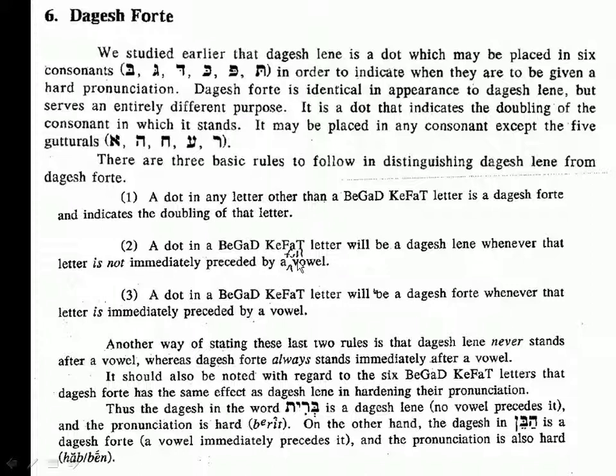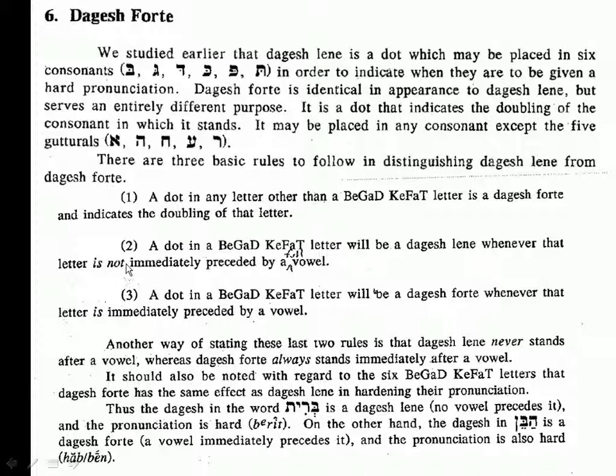So if you see a full vowel in front of a begad kafat letter, and if you can remember that rule, you know right off the bat that Dagesh is a Dagesh lene, and it's there to tell you to pronounce the hard pronunciation. But in number 3 here, in a begad kafat letter, it's going to be a Dagesh Forte whenever that letter is immediately preceded by a full vowel.